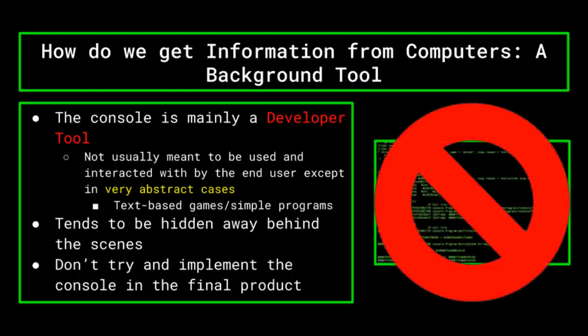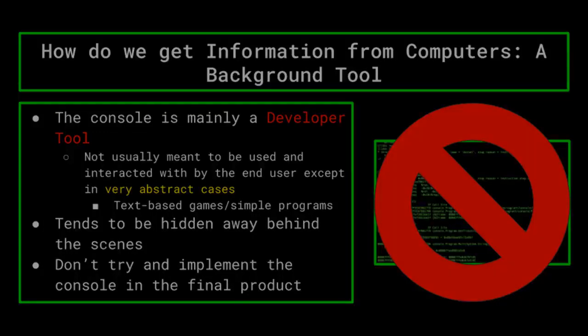The console is not really meant to be viewed by the end user of your program. It tends to be hidden away behind the scenes, and other methods of displaying information, such as displaying text, graphics, or images, are used to convey information to the user instead. Think of it like this. When you are using your phone, you see the console in none of the programs you use. So while you can use the console to give yourself information about how your program is performing, don't try to implement it into the final product because it fundamentally just isn't meant for that. Overall, remember to use the console to its fullest extent when writing and fixing problems in your programs, as it is a great tool to tell how your program is performing behind the scenes.